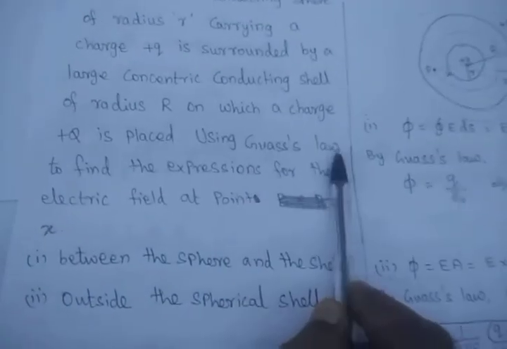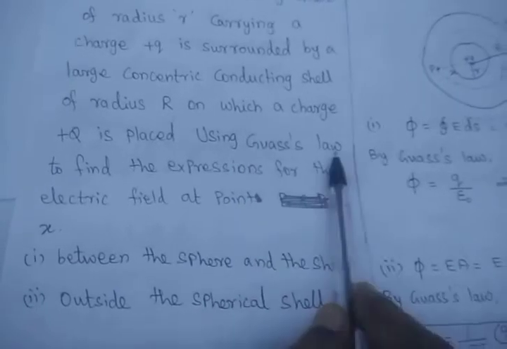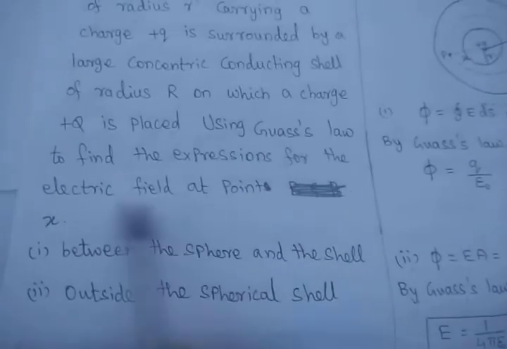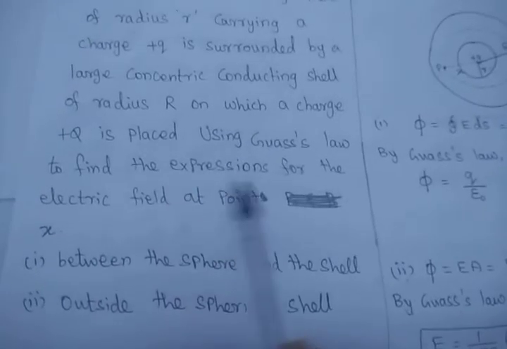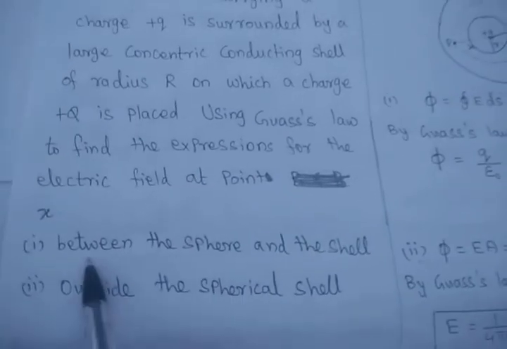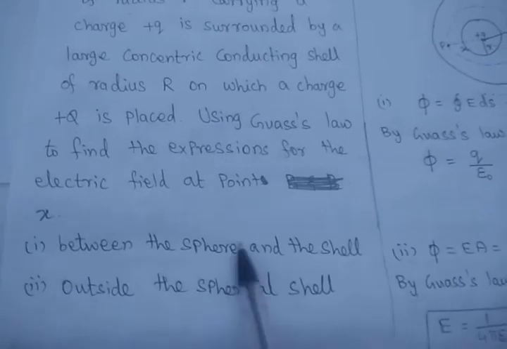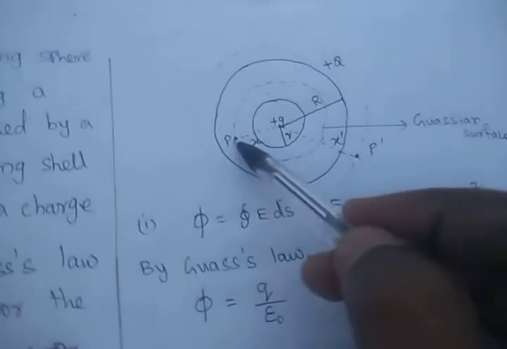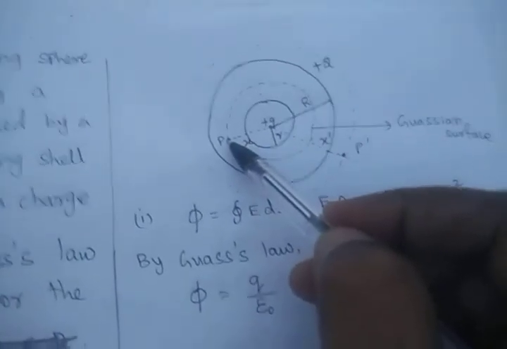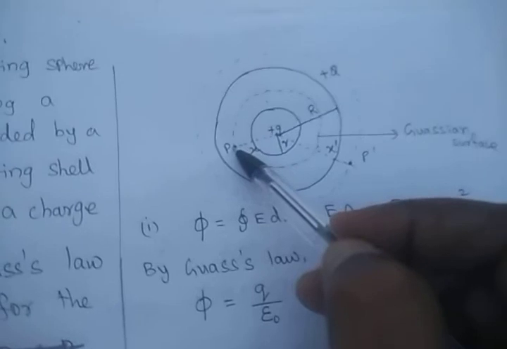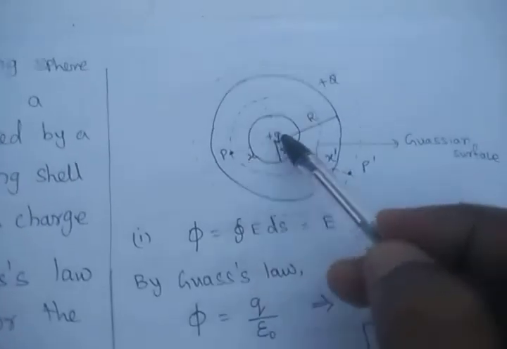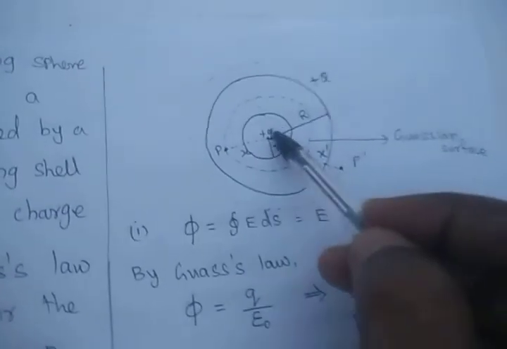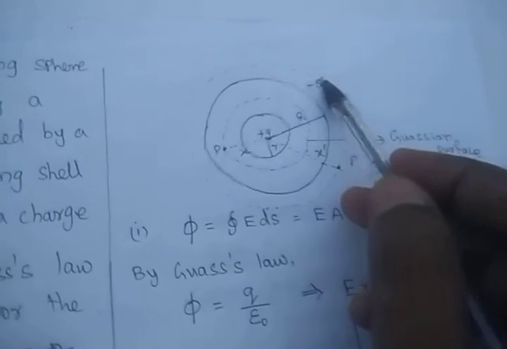Using Gauss law, the question itself mentions that we must find the expression for electric field at a point x. So we have to mark a point in that diagram. First, the point is between the sphere and the shell. This is the sphere, this is the gap between them, and x is placed at this point. What is the electric field at this point due to this plus q charge and this plus capital Q charge?